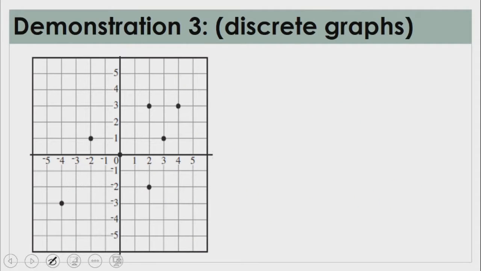So for the third example, we are given this discrete graph. So we want to find the domain. The domain will be the x values. So we are going to concentrate first on the x values, okay? So that's the domain.